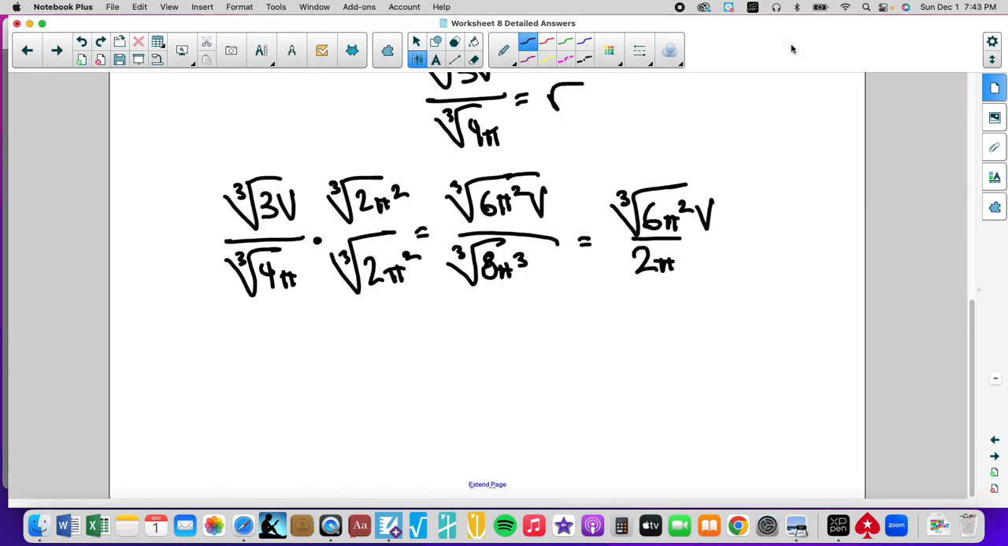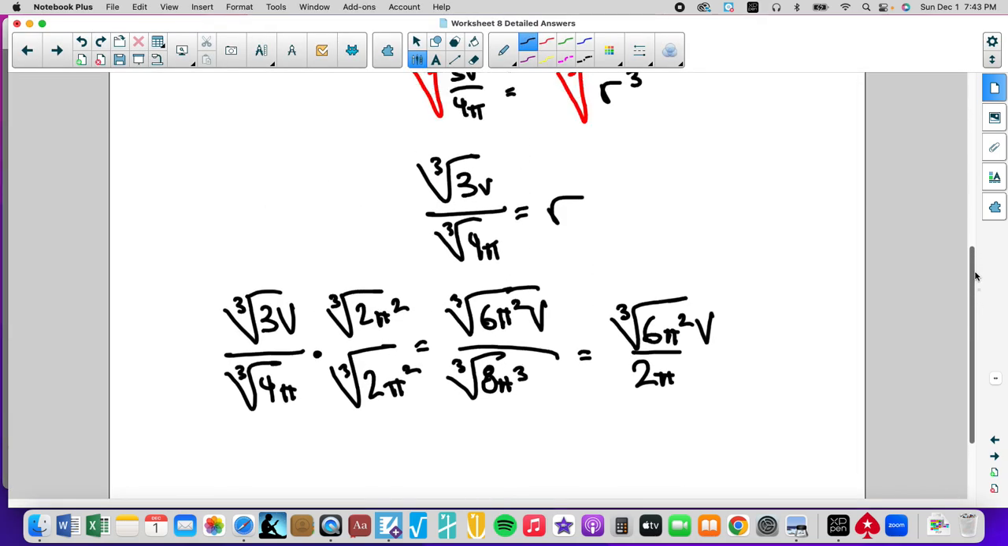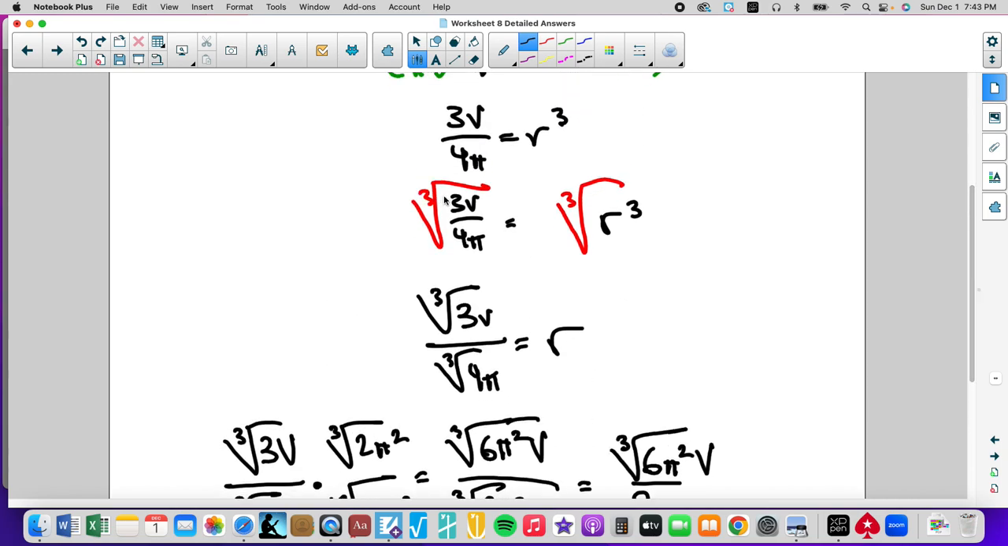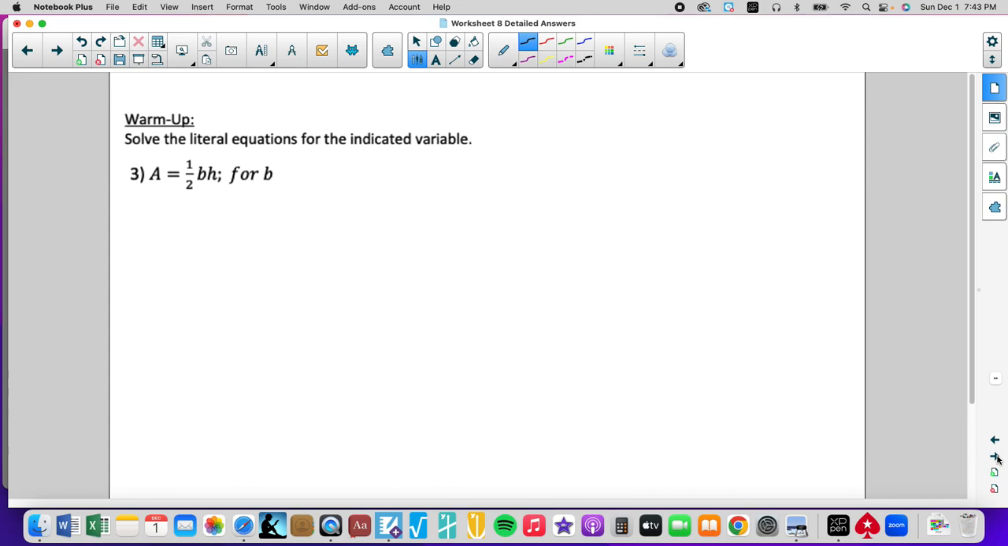So you see that we had that. We had it over here, right? That would have equaled right here the cube root of 3v over 4 pi. But that is not acceptable. You have to rationalize. So my answer is correct.